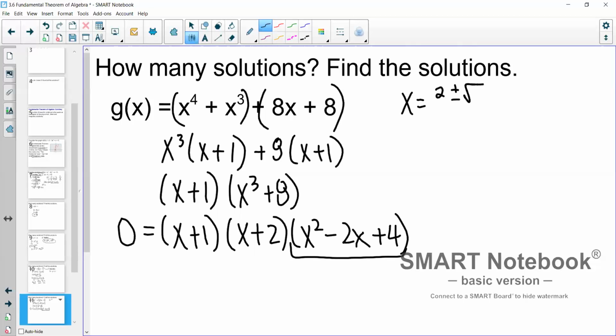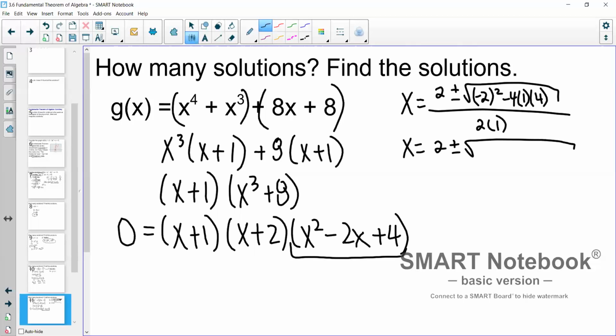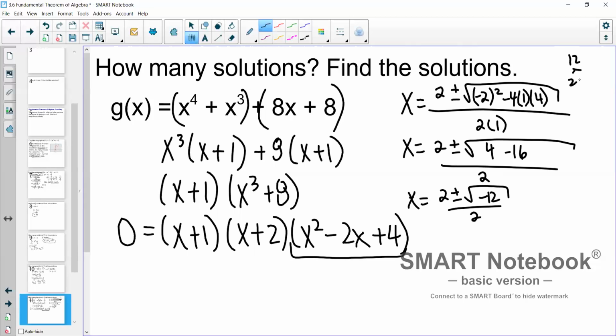So x equals 2 plus or minus the square root of -2 squared minus 4 times 1 times 4 all over 2 times 1. X equals 2 plus or minus the square root of 4 minus 16 over 2. So x equals 2 plus or minus the square root of -12 over 2. Now 12 can factor down to 6, 2, and 3. So we can actually factor a 2 out of it. And because it's negative, we can factor out that -1, which breaks down into i. So we can factor a 2i out. So this becomes 2 plus or minus 2i root 3 over 2.